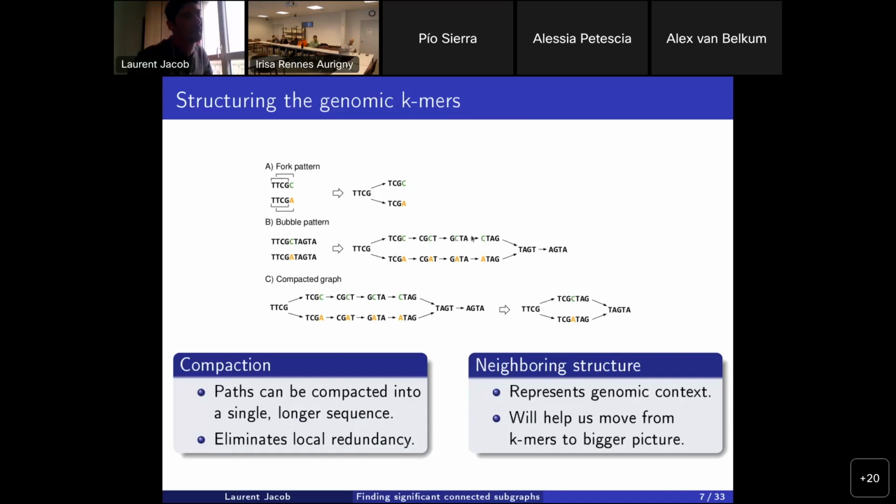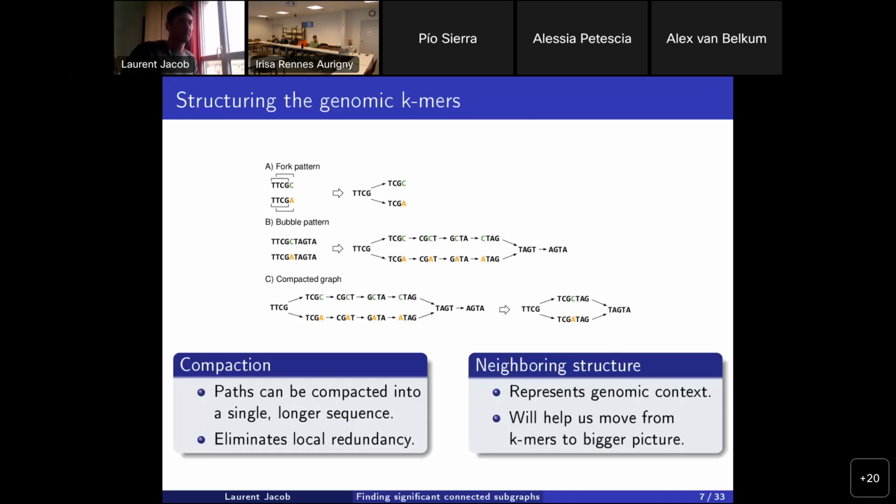I know that if I have one, I have all the others. So instead of testing these short k-mers, I can do a single test for a longer one, which is called a unitig in this case. So this will remove part of the redundancy I was talking about. Pathways will be compacted into a single longer sequence.